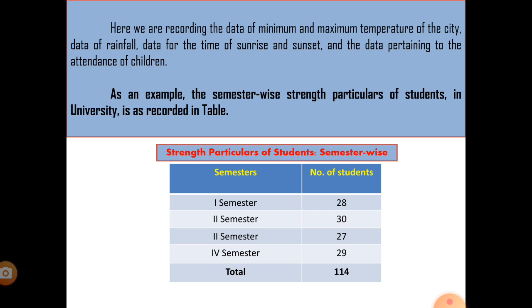Here we record the data of minimum and maximum temperature of the city, data of rainfall, data for the time of sunrise and sunset, and the data pertaining to the attendance of children. If you see on our mobile, it displays the temperature of the present living area. Now we are in Hyderabad. What is the temperature in Hyderabad, what is the rainfall, how many centimeters, what is the temperature in centigrade? This is displayed on our mobile phone also. That is the data.